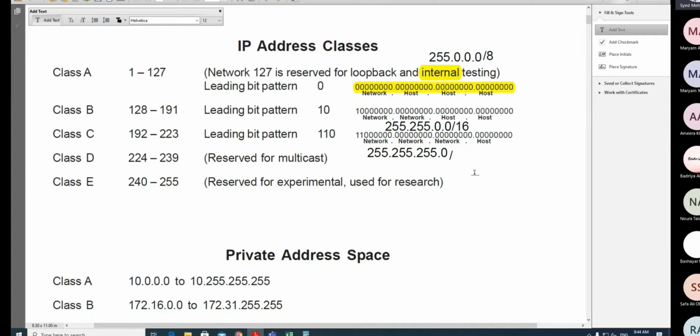24. Yes, 24. So we will write /24. So the prefix will be /24. Now you understood three things: the network portion, the host portion, and what is the default subnet mask for each class. Okay, now it is clear.